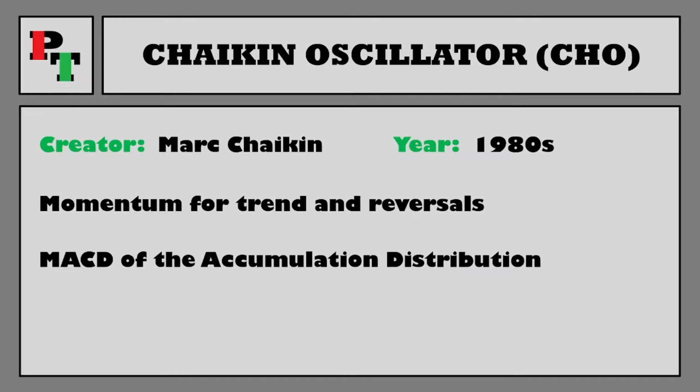If you're already familiar with the MACD and accumulation distribution indicators, then in terms of substance and style, you could consider the Chaikin Oscillator to be the MACD of accumulation distribution. If you're unfamiliar with those indicators, then that won't make any sense, but that's okay. The video isn't over here just yet.